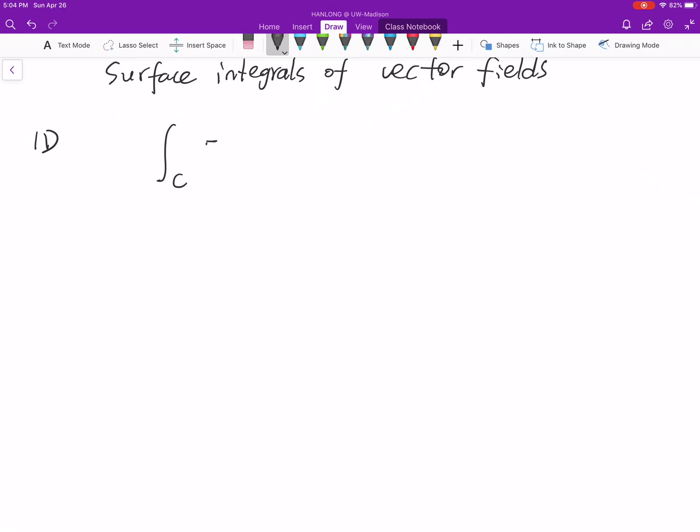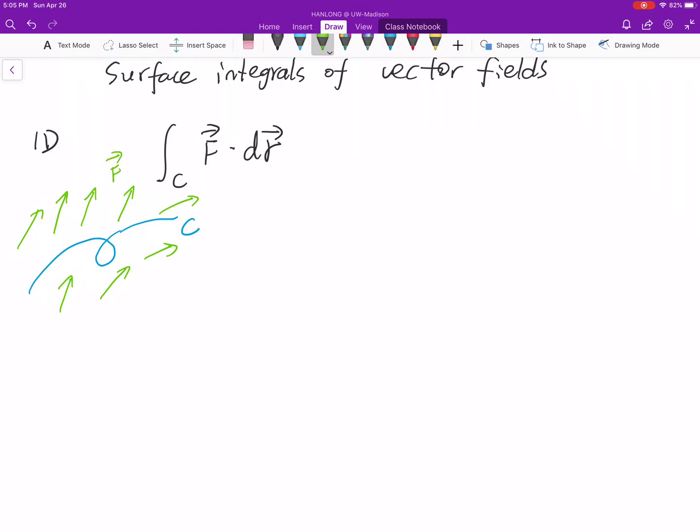we consider the line integral of vector fields F, and so we denote it by F dot d gamma. Graphically, probably you have a curve C, and in the background ambient space, probably 1D or 2D, you have vector fields F. In particular, you have the vector fields along the whole curve C.